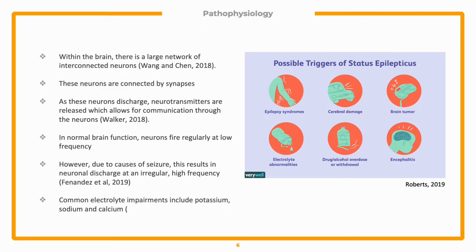These neurons discharge or depolarize electrical current, and neurotransmitters are released at the synaptic level, and these allow for intercommunication through the neurons. In normal brain function, neurons discharge regularly and at low frequency. However, as a result of several different mechanisms, such as head injury, drug overdose, or metabolic abnormalities, these neurons discharge at irregular high frequencies. Most commonly, the abnormalities of ion channels such as potassium, sodium, or calcium are what cause the seizure activity.